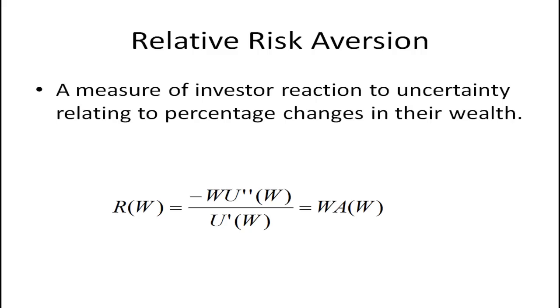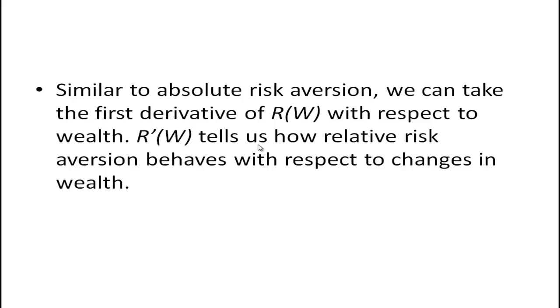Okay. The second concept we'll look at is something referred to as relative risk aversion. And this is a measure of investor reaction to uncertainty relating to percentage changes in their wealth. And it looks basically the same as absolute risk aversion, except you multiply by W up in the numerator. So it's really W times absolute risk aversion. And I've got a table here.